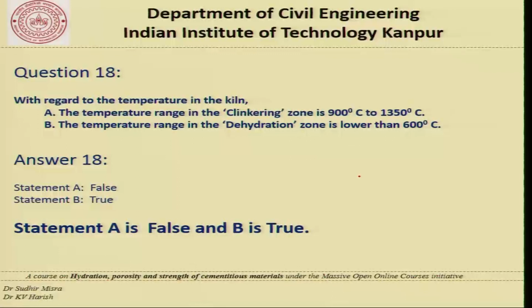And coming to this question, the temperature in the clinkering zone is 900 degrees to 1350 degrees, that is false, and the temperature in the dehydration zone is lower than 600 degrees, this statement is true. So, these are questions which are based on the facts that are already presented to you in the lecture, and I do not think you should have a difficulty in answering them.